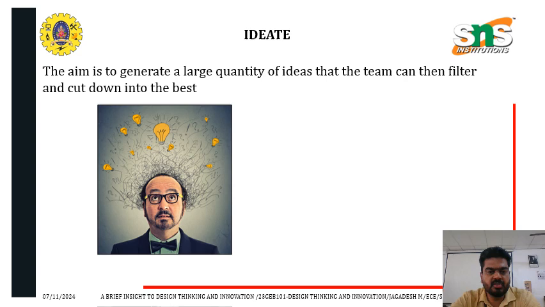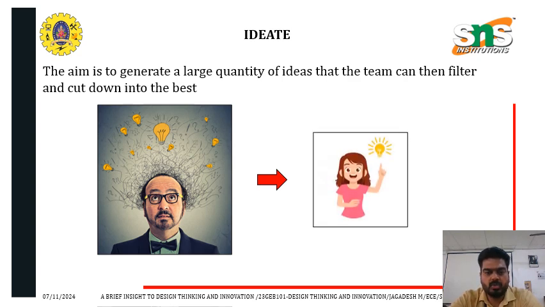The next stage is ideate. The main aim is to generate a large quantity of ideas that the team can then filter and cut down to the best. For a single problem we could have several ideas, but not every idea will solve the problem. We have to consider the cost, the people, and the resources. Instead of taking all the ideas into consideration, we have to take one that matches the problem. That is the focus of the ideate part.